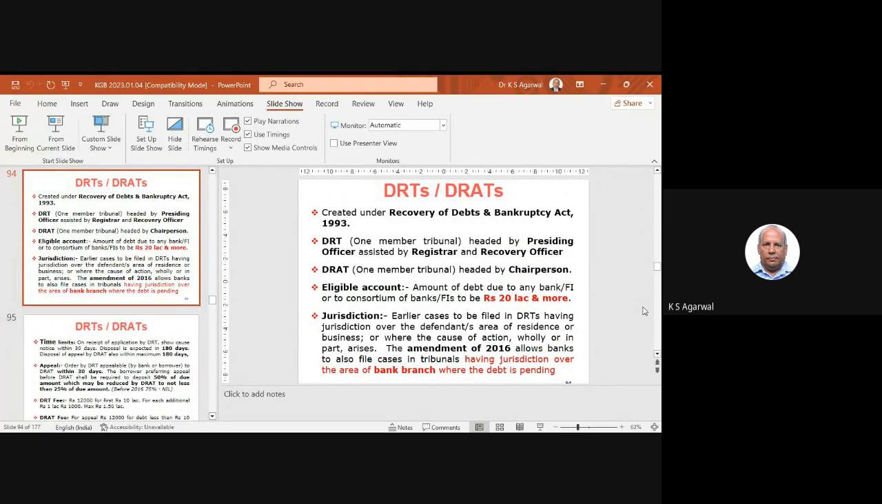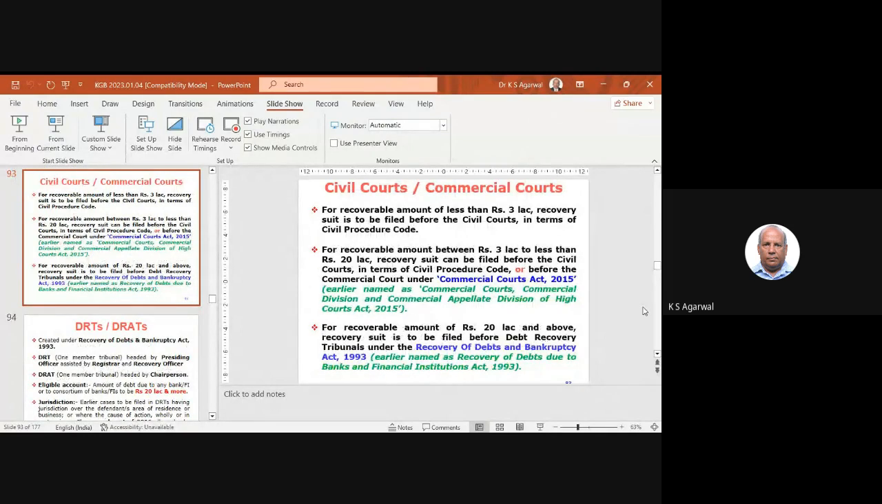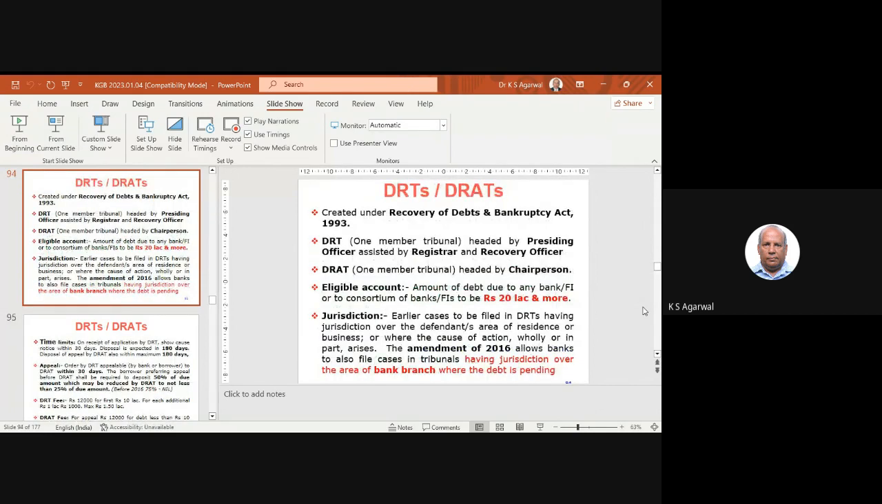Now we come to DRTs quickly. These are created under Recovery of Debts and Bankruptcy Act. Friends, earlier name of this act was Recovery of Debts Due to Banks and Financial Institutions Act 1993. Now it has been changed to Recovery of Debts and Bankruptcy Act 1993. Act is absolutely the same, only its title has been changed. DRT and DRAT both are one-member tribunals. DRT's head is known as presiding officer, PO. DRAT's head is known as chairperson.